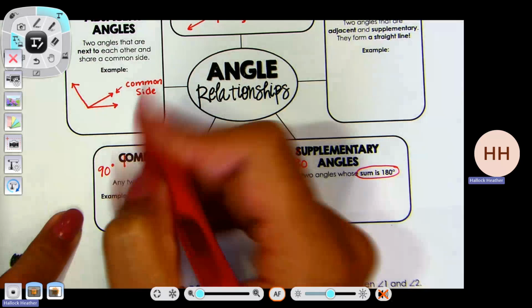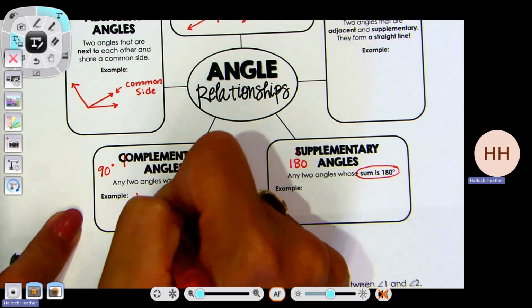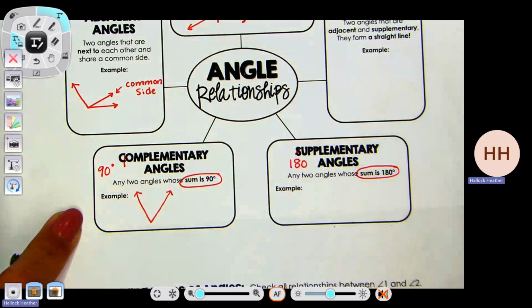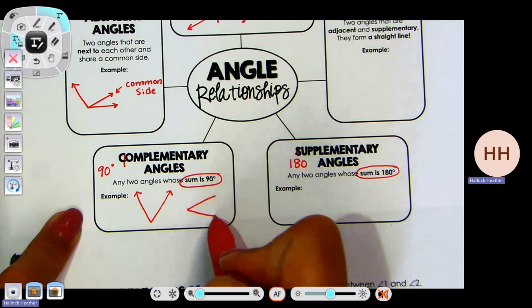So we're going to draw two pictures. We're going to draw a V. So that's one angle. And then I'm going to draw a sideways V.